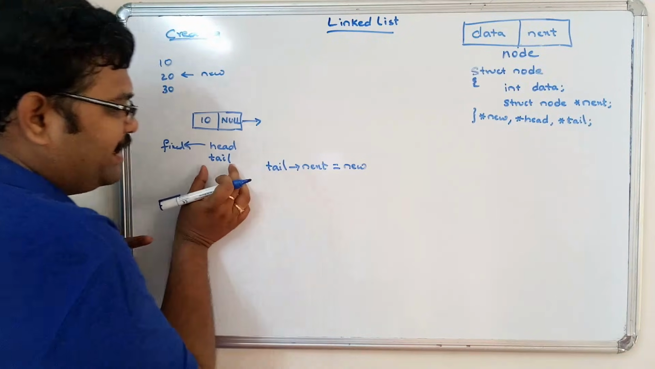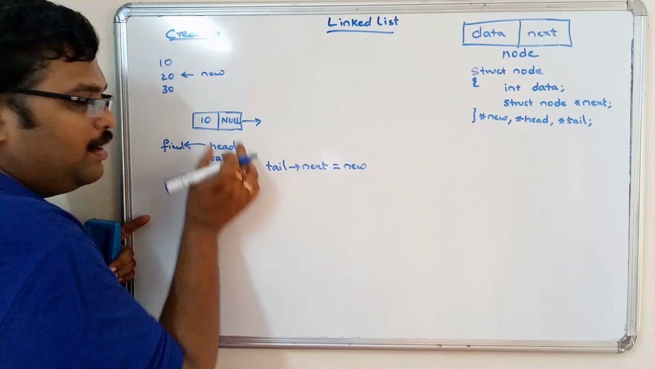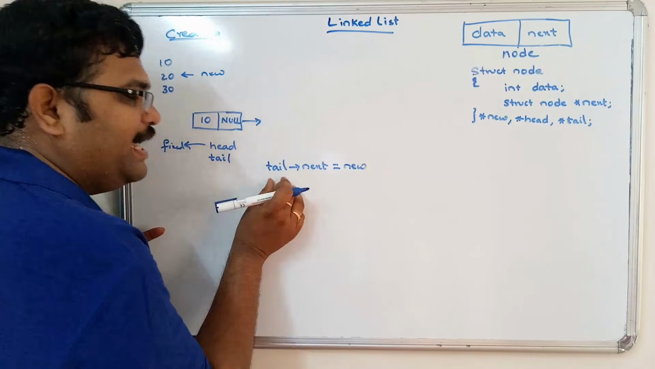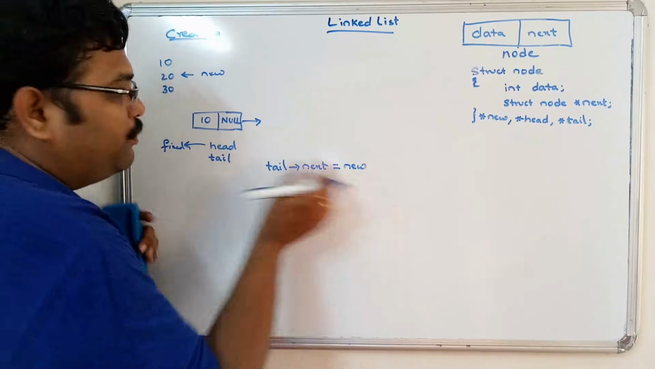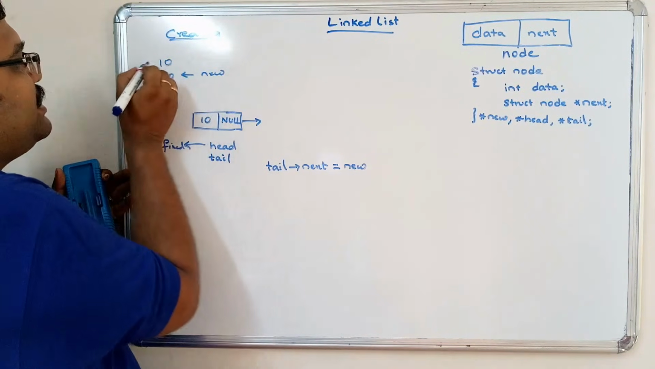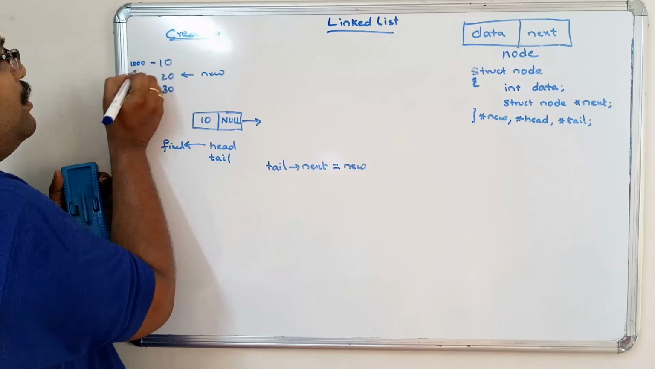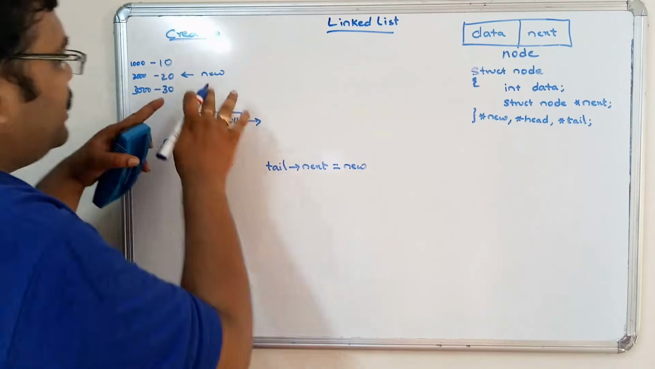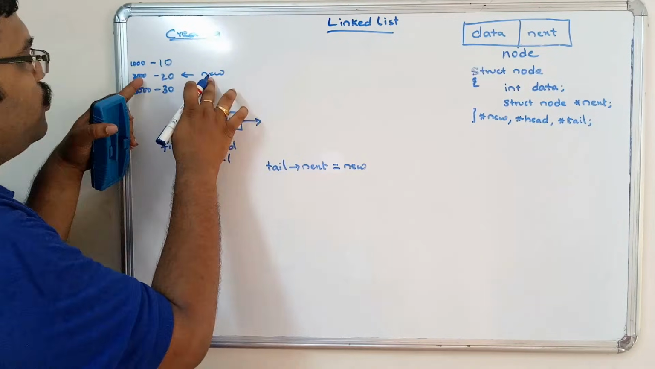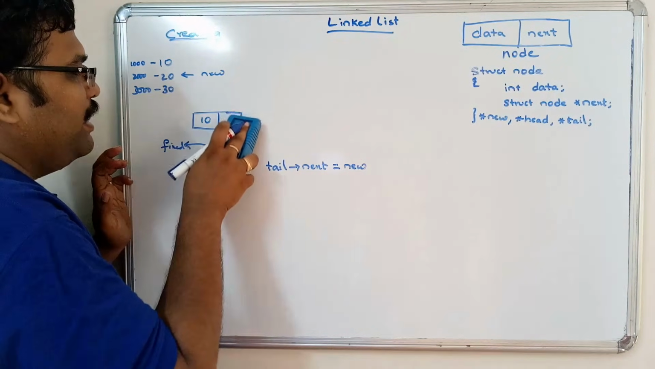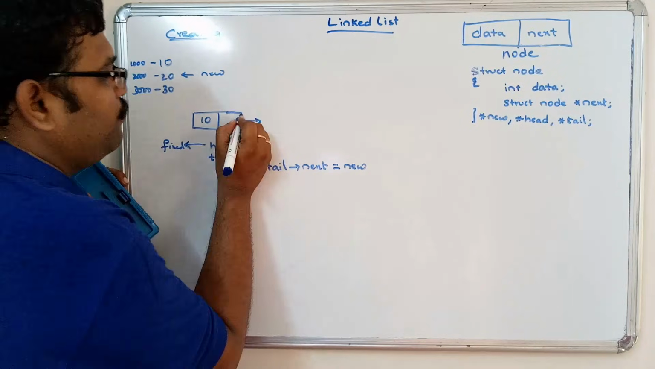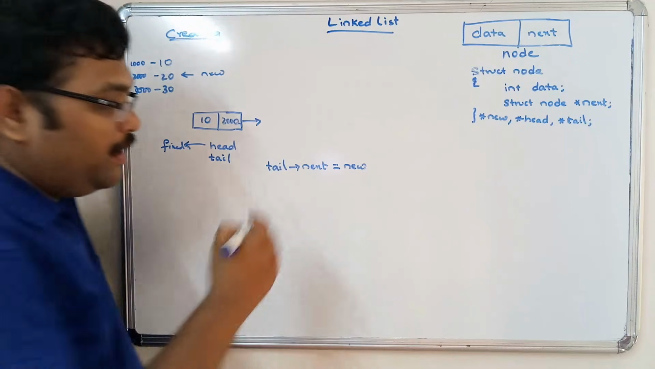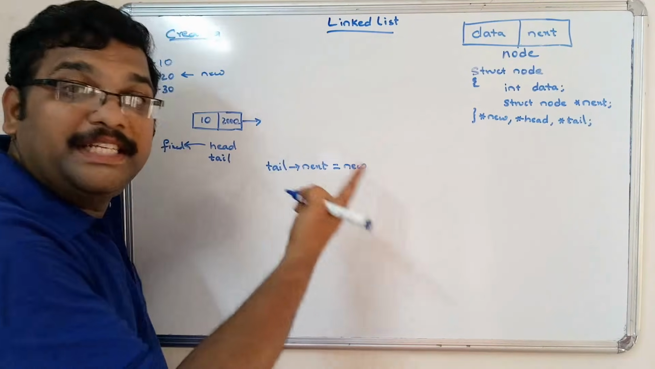Tail of next. Here tail is this one, 10 and null. The address part of the tail will be assigned with new. Let us take the address positions 1000, 2000, 3000. Now what is the address of new? 2000. So here it will replace the null with 2000, right? Next, tail should be changed.